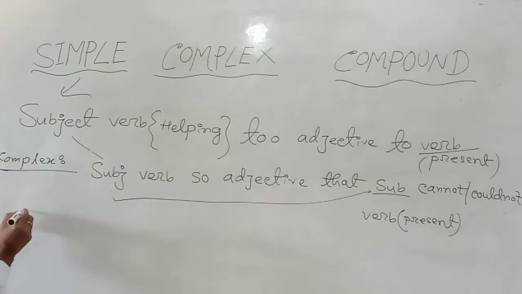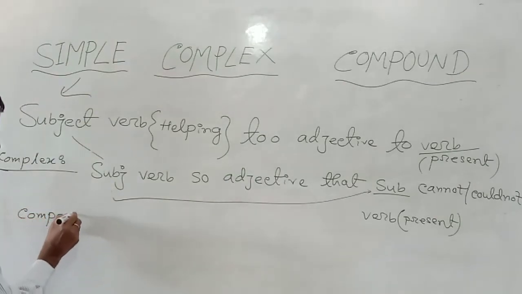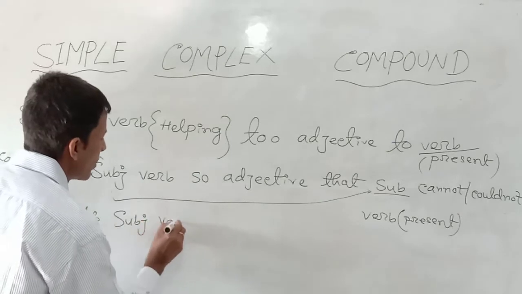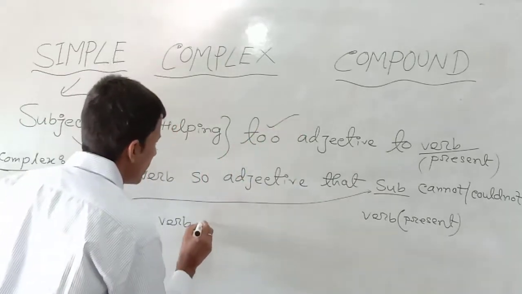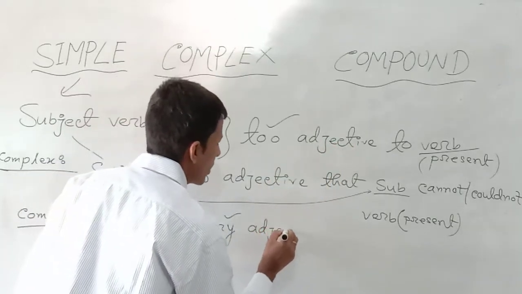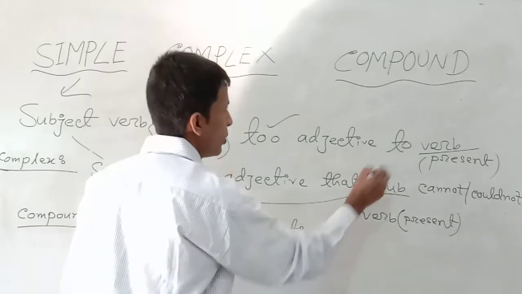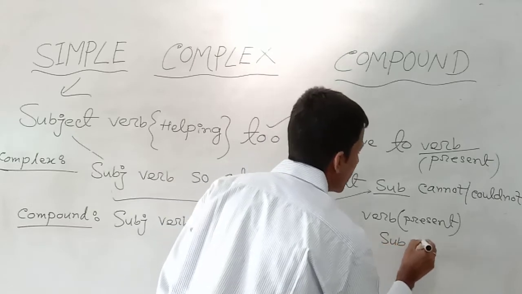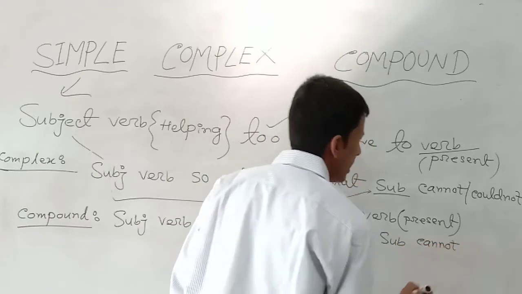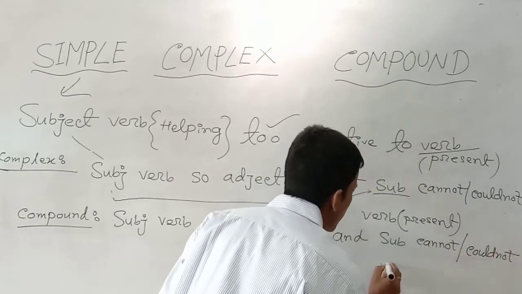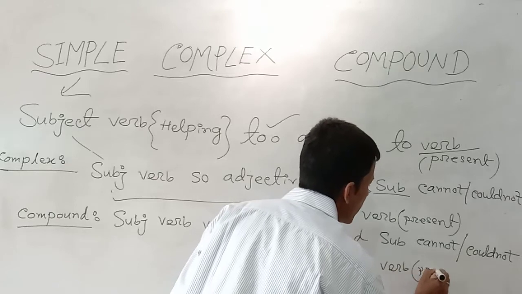Now I am going to illustrate the structure of compound sentence. Subject, in the next step verb. To will be transferred into very. Adjective. To will be changed into and. Then subject. After that you will have to write cannot or could not. And at last verb in the present form.